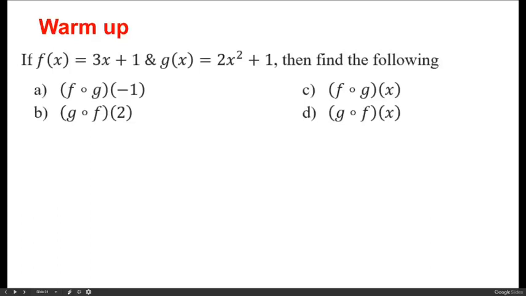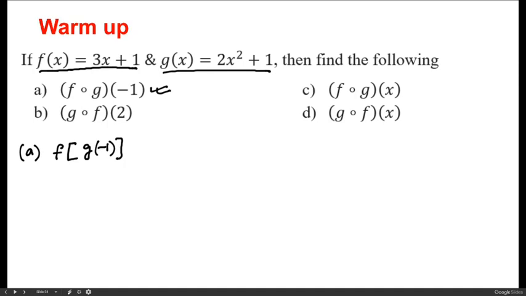Hello everyone, welcome to this example on finding the composition of two functions. So in the first problem here, they have given the functions f of x and g of x, and in the first part we are asked to find f o g of -1, that is, I want to find f of g of -1.